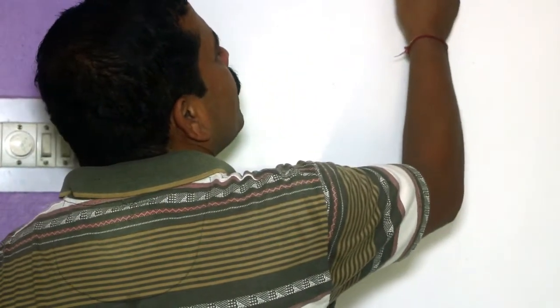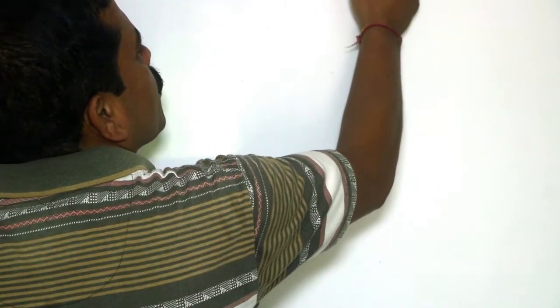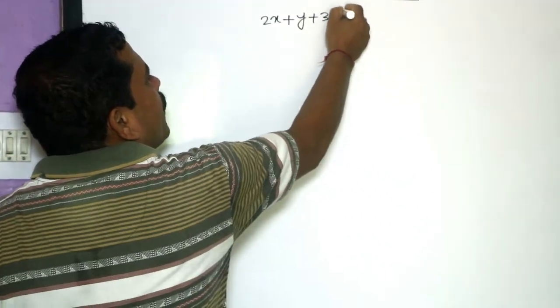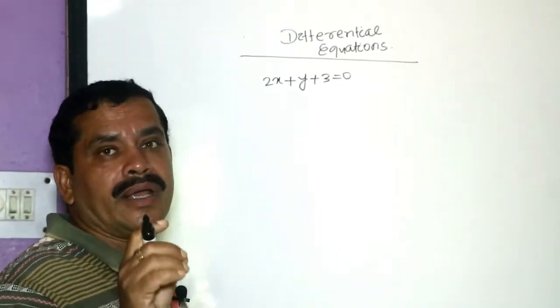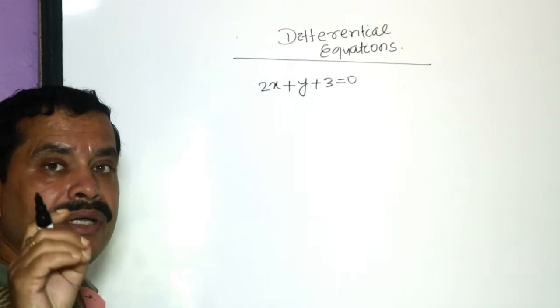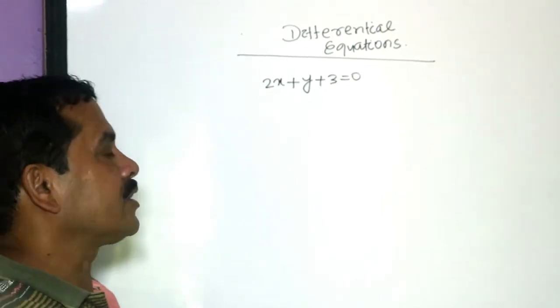We are already acquainted with the algebraic equation. Suppose the equation is of the form 2x + y + 3 = 0. This is an algebraic equation. But today we shall discuss the differential equation.